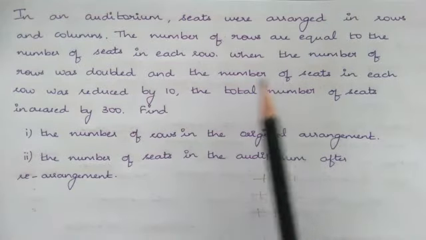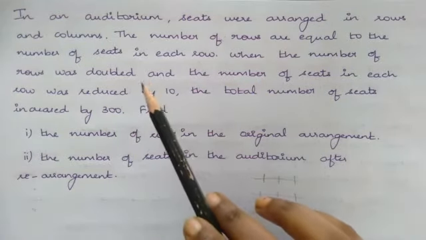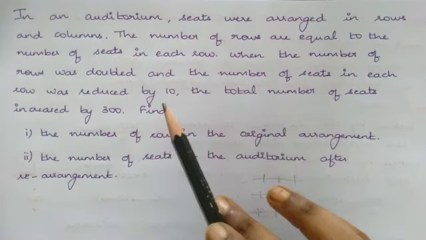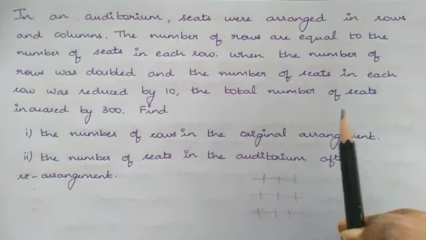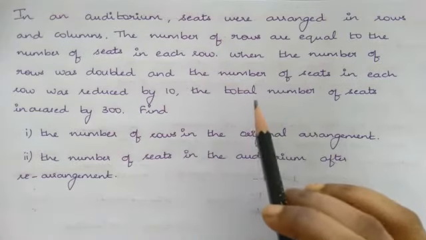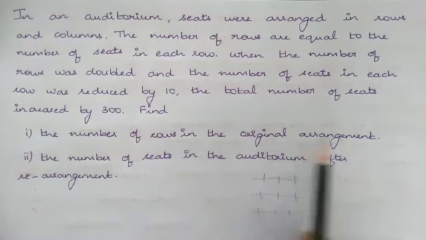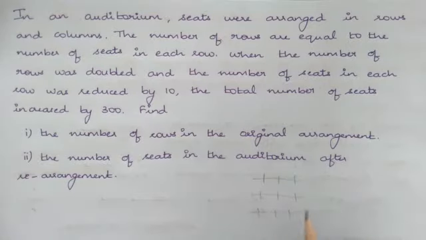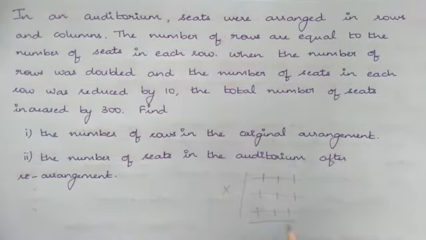Now, the number of rows is going to be doubled, and the number of seats in each row is reduced by 10, and the total number of seats increased by 300. This is the given content. Now we are going to identify the number of rows in the original arrangement. Let us assume the number of rows in the original arrangement to be some x. 10 rows means 10 seats in each row. So x rows means x seats in each row, which means we have x columns and x rows.